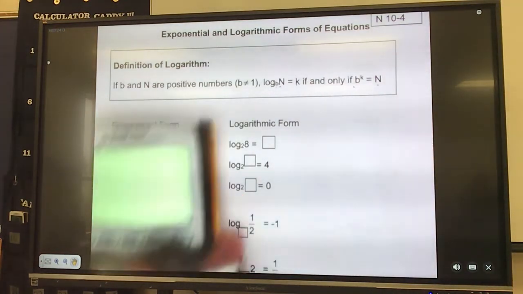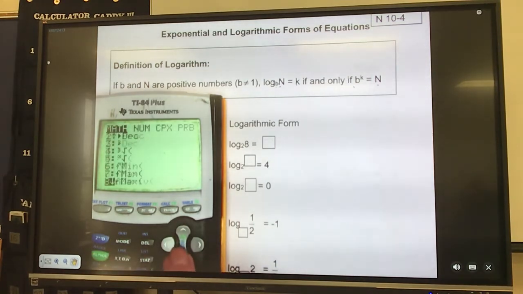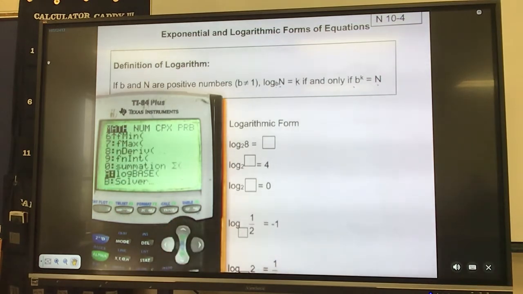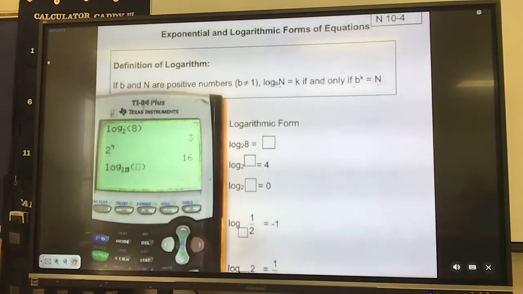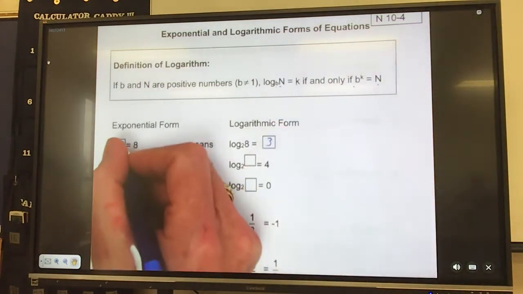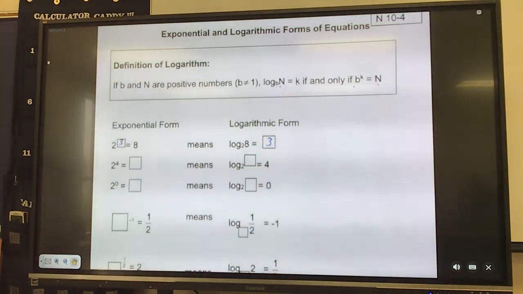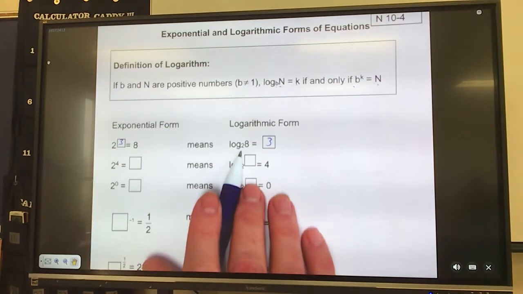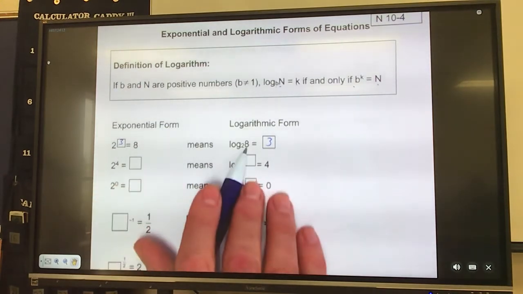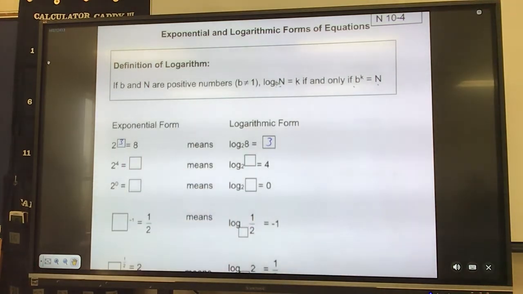So I take my calculator, I crank it up. These are all gimmes in my calculator. I type in log base 2 of 8, and hit enter, and it tells me 3. So we know this is a 3, which then goes here, because whatever's on the other side of the equal sign is the exponent. Base stays the base, and whatever is on the other side of the equal sign on the log flips up as my exponent.